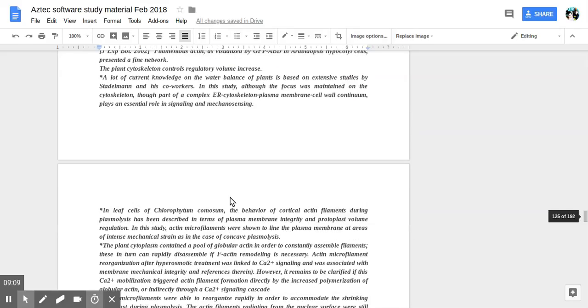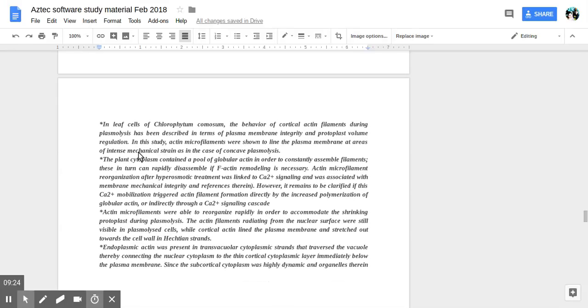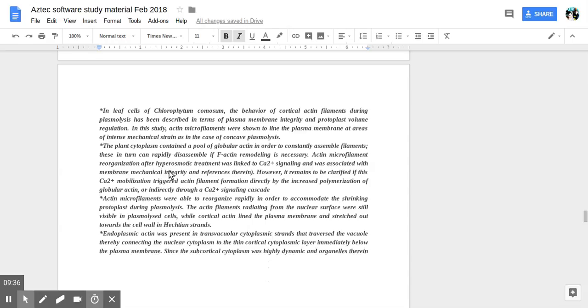So, protoplast volume regulation in this study: plasmolysis occurs, and then the plant cytoplasm contains a pool of globular actin in order to constantly assemble filaments. These in turn rapidly disassemble if actin remodeling is necessary. Actin microfilament reorganization after hyperosmotic treatment, when the water is increased in the external environment, was linked to calcium signaling and was associated with membrane mechanical integrity.